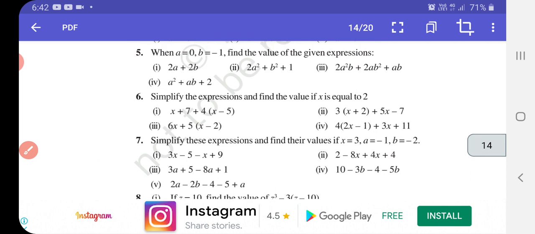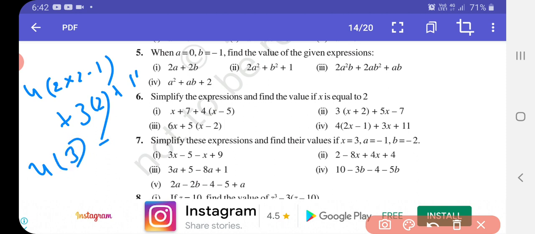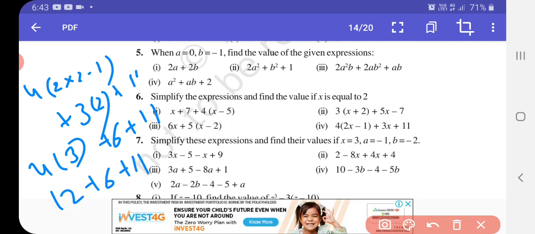Okay, 4 into... what is the value? 2 into 2, 2 into 2 minus 1. Understand? Plus 3 into 2 plus 11. Okay, now 2 2s are 4. 4 minus 1, that is 3. 3 2s are 6. 12 plus 6 plus 11. Okay, that is 18 plus 11. 18 plus 11, that is 29. 29 is your answer. Understand? This type you have to do question number 6.